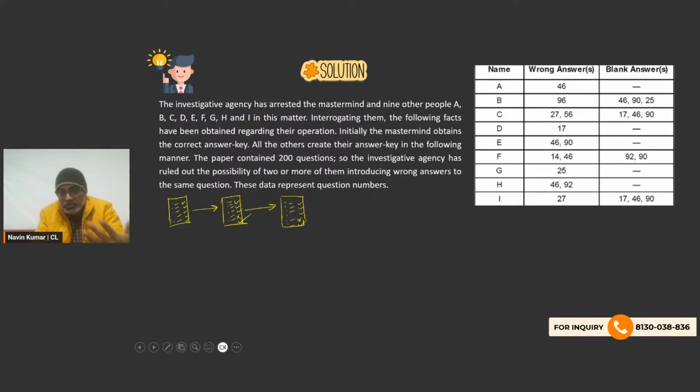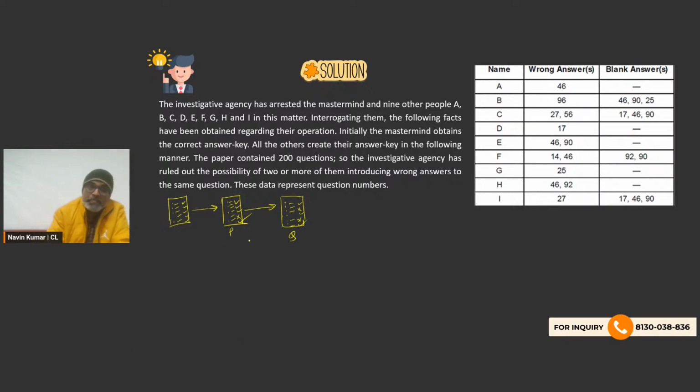So let's call this person P and this one Q. So Q will think that P is the source, right? So Q will make some changes, will make one question's answer wrong instead of correct. So the mistake that he makes here is going to be a different mistake from the one which P already made. That's what the question says: since there are 200 questions, the possibility of two people making the same question's answer wrong is next to impossible.